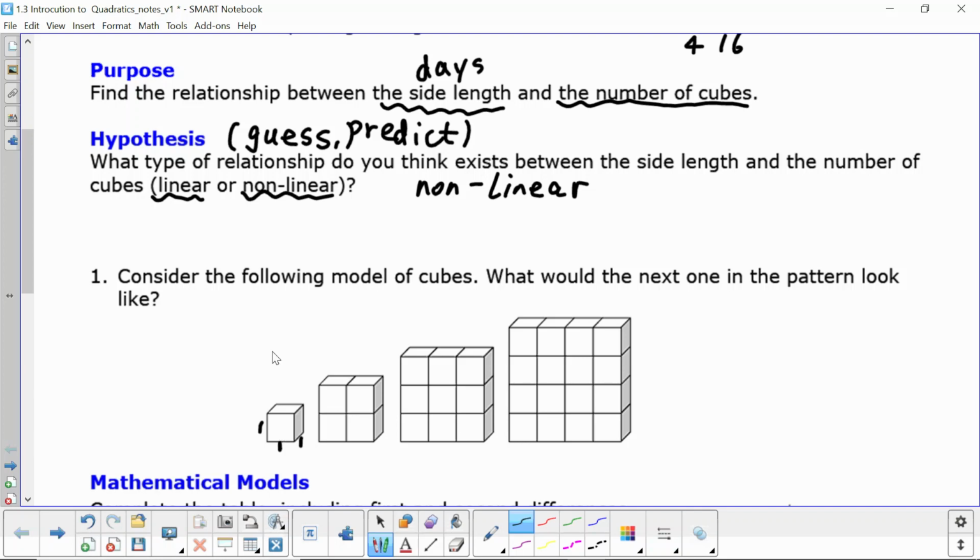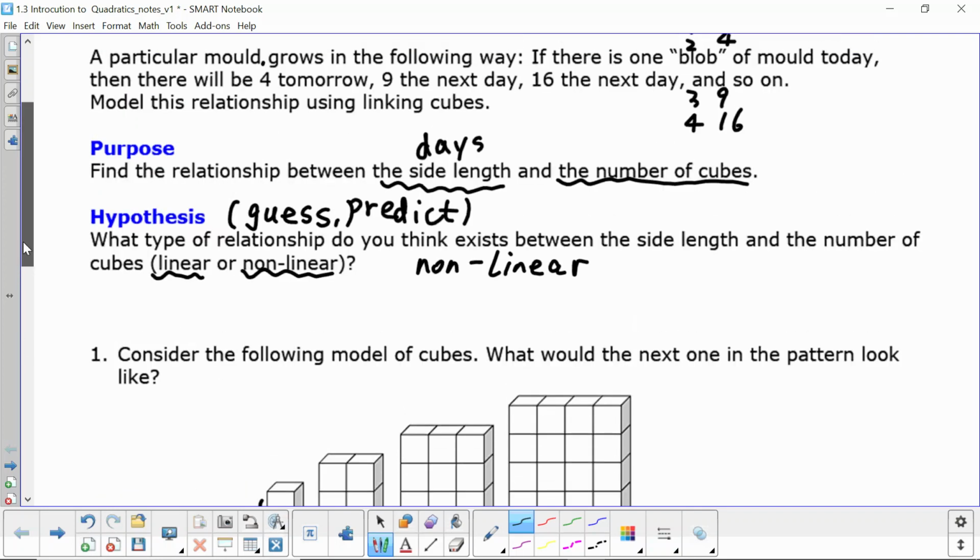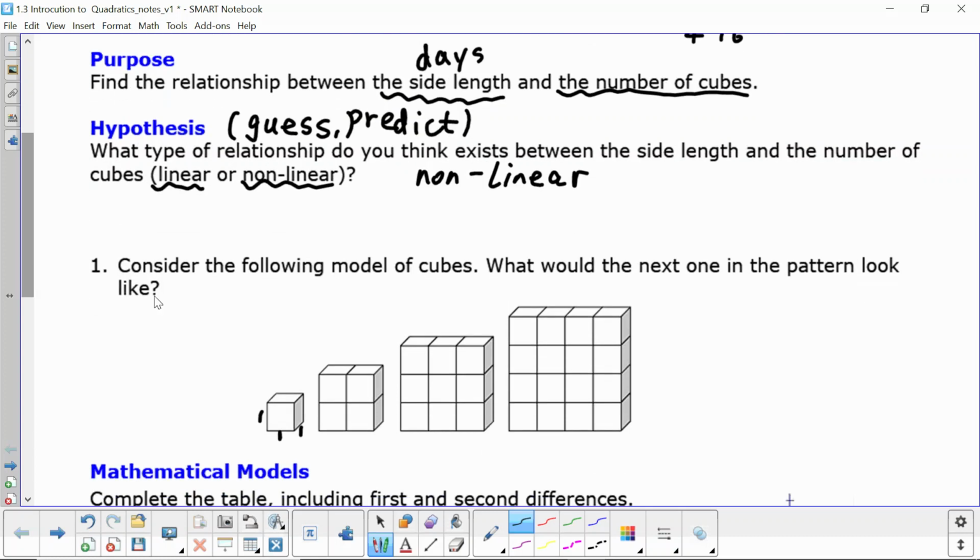First day is 1, it matches this one. First day you have 1. And second day you have side 2, altogether you have 4. And the third day, side 3, altogether you have 9 cubes. Then fourth day, we have 4 times 4, we have 16 cubes. So it matches our model.